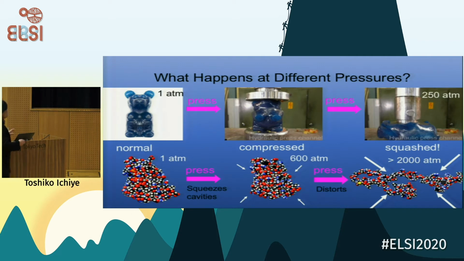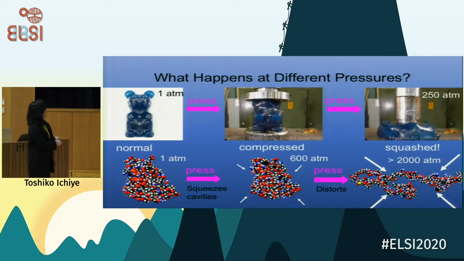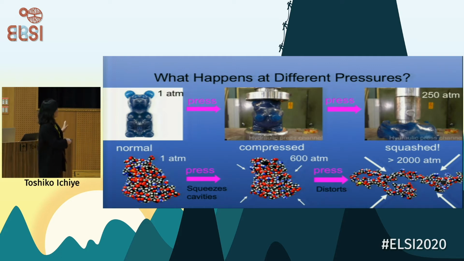I pointed this out also in my other slides. But you might notice that in the beginning, by compressing it, you're making it more rigid, which is sort of like cooling it. And then you press on it some more, and it's sort of like melting it, because it makes it more flexible.